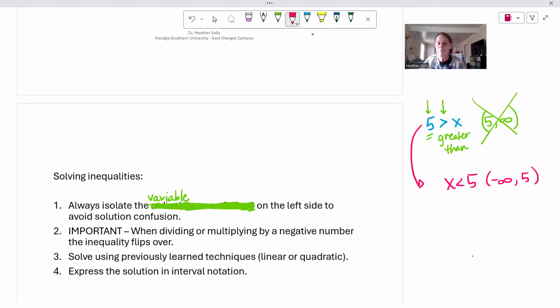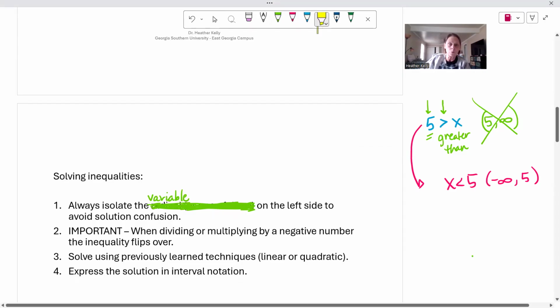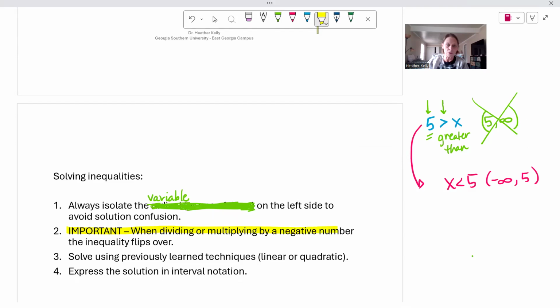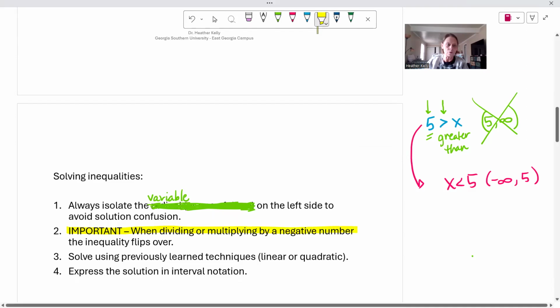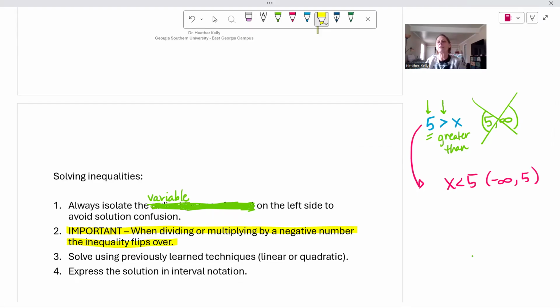There's also another very, very important thing, and I even wrote that it was important. I'm going to highlight it. When you divide or multiply by a negative number, the inequality flips over. So in other words, if it was greater than, it goes to less than. If it was less than or equal to, it goes to greater than or equal to. It just flips that sign over to its opposite sign.